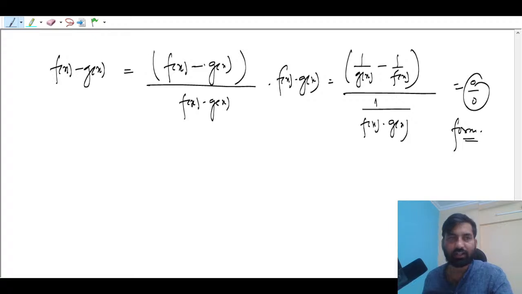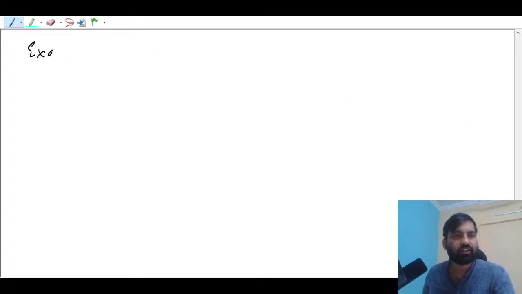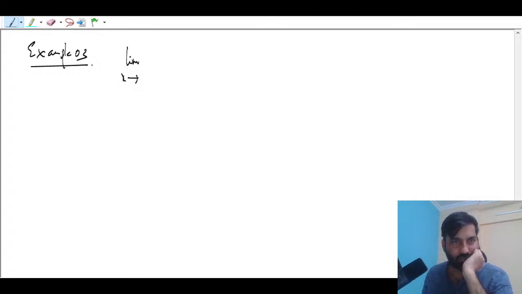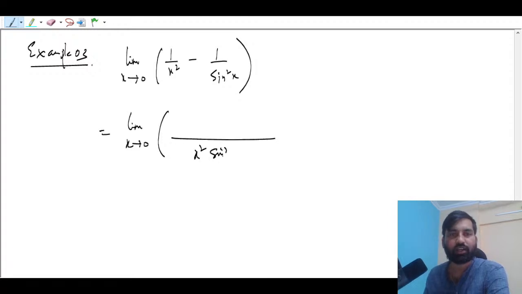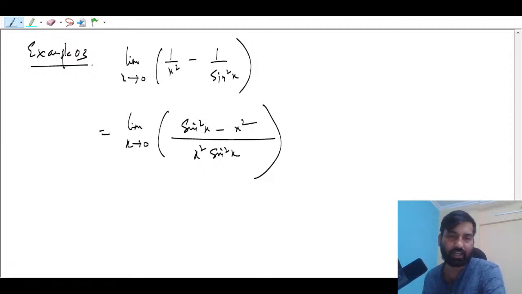So we'll solve one question and understand. Example number 3 I'm taking. Suppose we have to compute the limit as x tends to 0 of 1 by x square minus 1 by sine square x. What we can do here is take the LCM first. The LCM is x square sine square x, and the numerator is sine square x minus x square. We can take the LCM like this. I hope this makes sense.